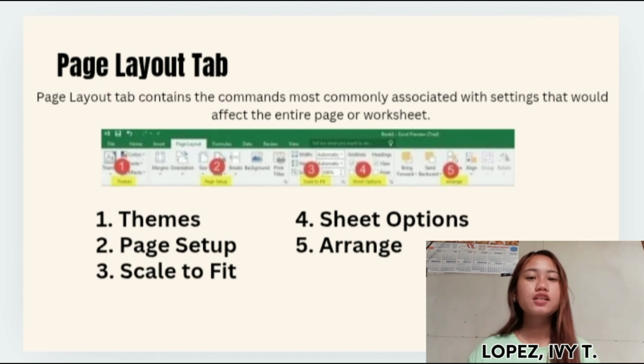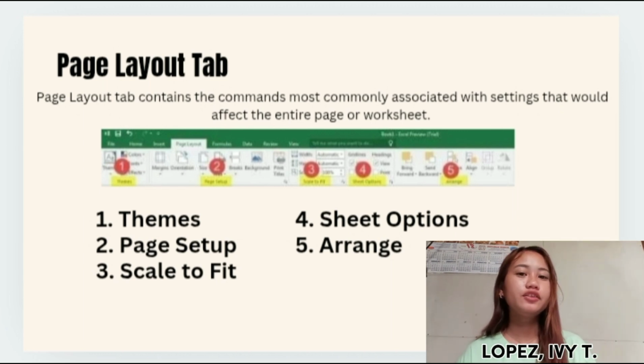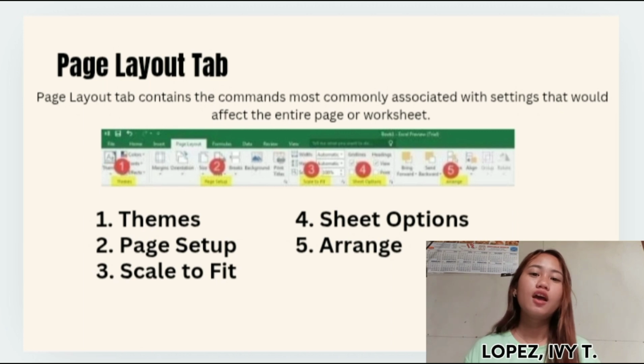Number 4 is Sheet Options. Sheet Options is another useful feature for printing. If we want to print the grid, we can check the Print Gridlines option. If we want to print the row and column numbers in the Excel sheet, we can also do the same using the feature. And number 5 is Arrange.